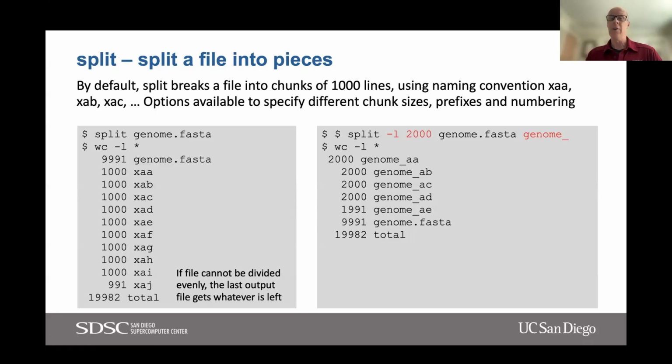We could also specify what the chunk size should be and what the naming convention should be. So xaa, xab, and so on, the names aren't terribly intuitive, but let's say I split my file. Here I'm introducing two new options, -l 2000, to say that I want chunks of 2,000 lines, and I want to use genome_ for the naming prefix, and now I get genome_aa, genome_ab, genome_ac, and so on. Those first 3 files each contain 2,000 lines, and then the 4th file, again, has whatever's left over, 1,991 lines.